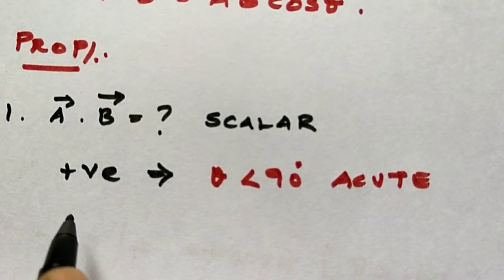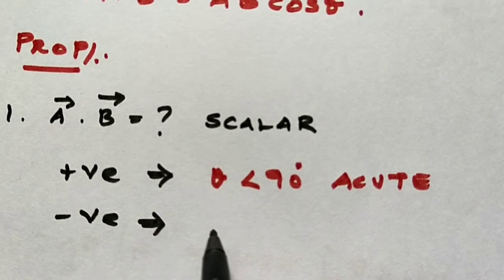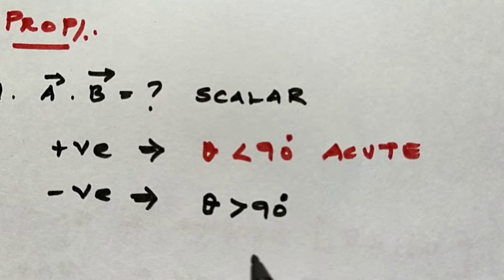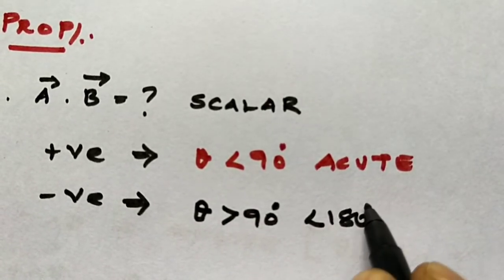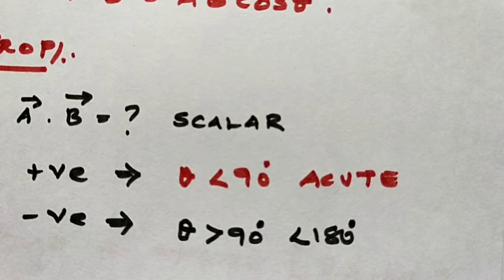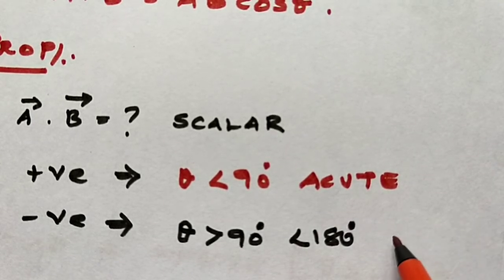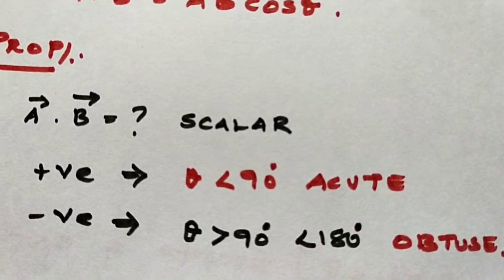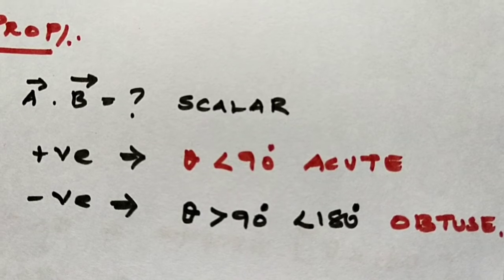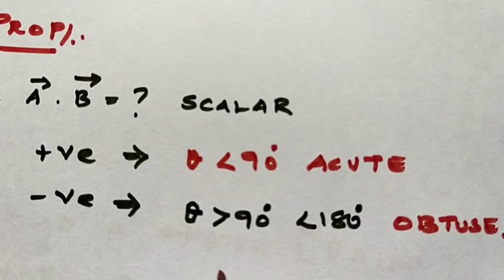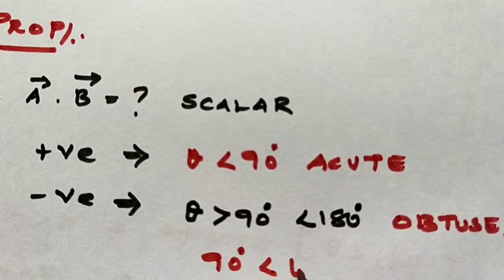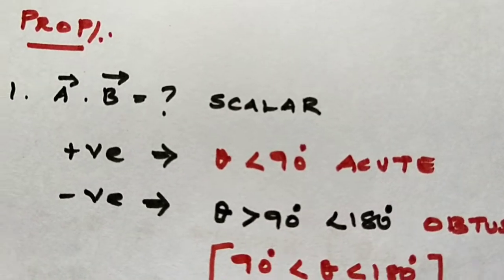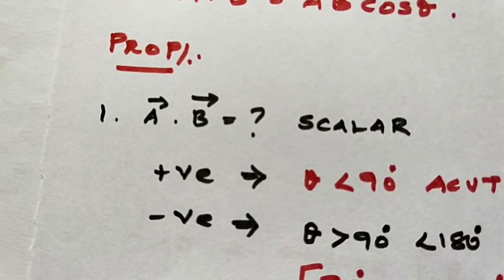Suppose the result is a negative value. Then theta is greater than 90 degrees but less than 180 degrees, and that angle is called the obtuse angle. Less than 90 degrees is an acute angle; greater than 90 but less than 180 is an obtuse angle. So write down 90 degrees is less than theta, which is less than 180 degrees. That is the first property of the scalar product.